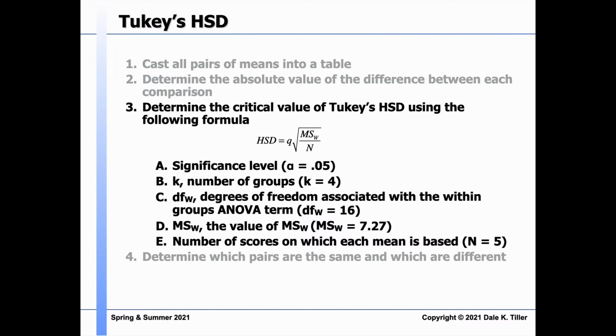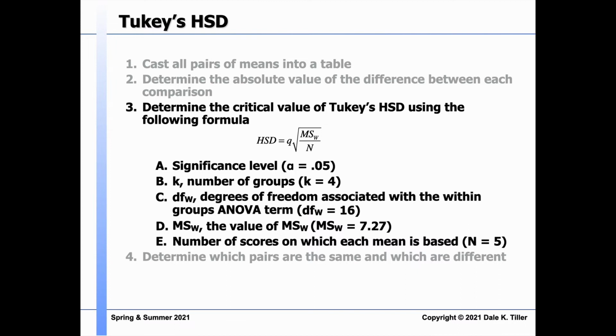The next step, we determine the critical value of Tukey's honestly significant difference using the formula as depicted on the table, and we need to know several different pieces of information. First of all, we need to know the significance level for this calculation. Once again, it will be alpha equals 0.05. We need to know K, the number of groups. In this case, we have 4 groups, 4 levels of the independent variable.